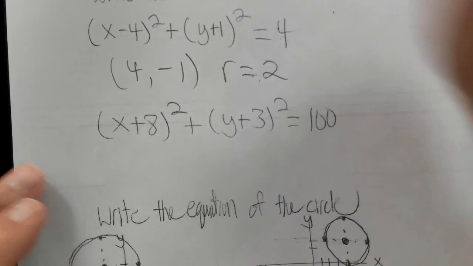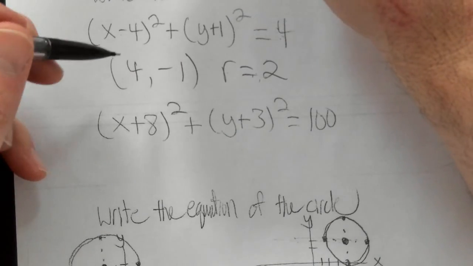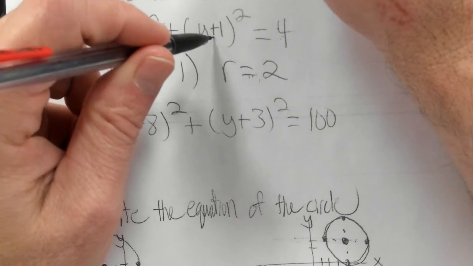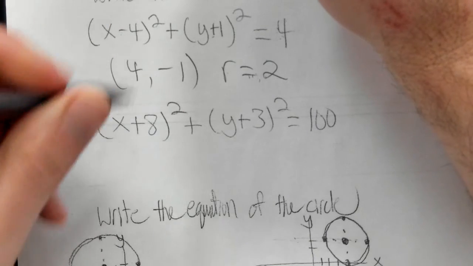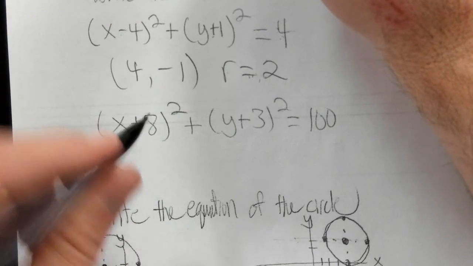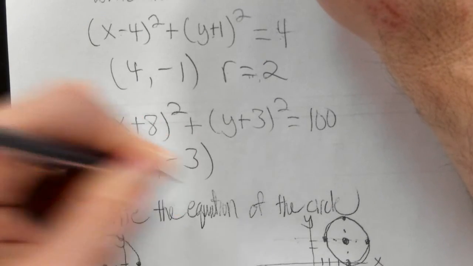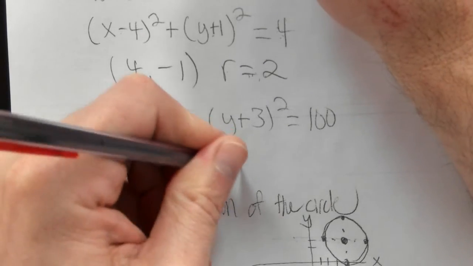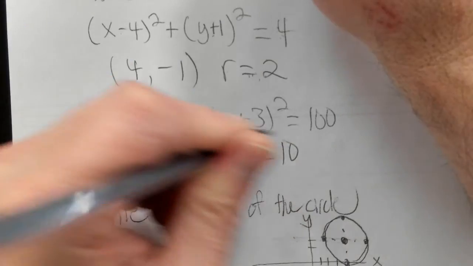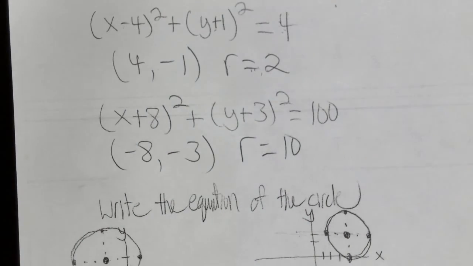You're just going backwards. Okay, so last time they gave you the center and the radius, you had to write the equation. Now they're giving you the equation, you got to write the center and the radius. So +8 changes to -8, +3 changes to -3. And the radius, square root of 100 is 10. You got it. That's it. And there are some variations to this.